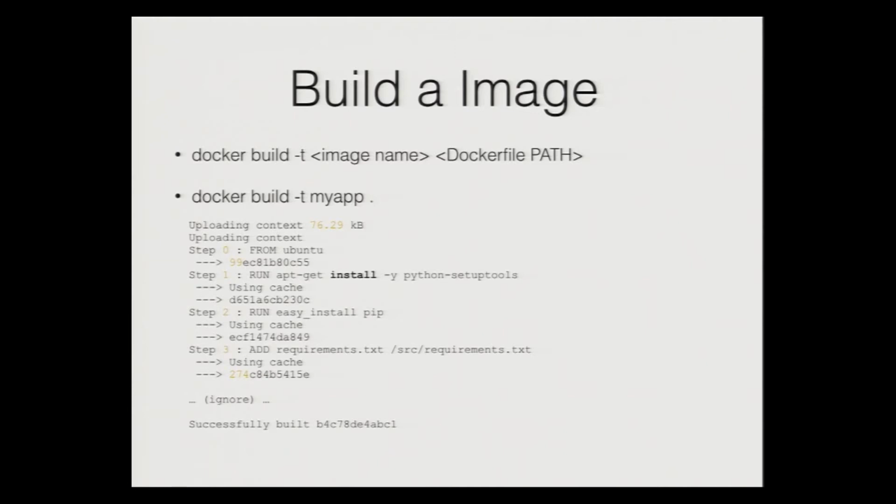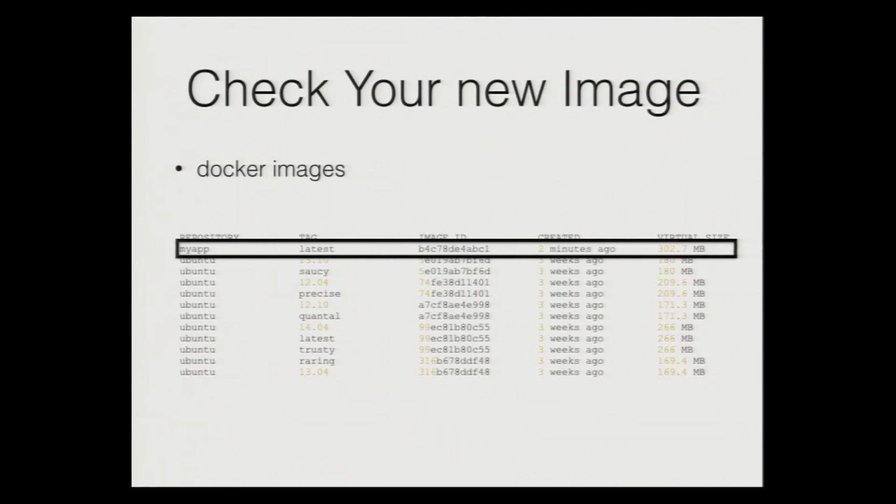So how do we build an image? We simply use docker build. The -t means that we give the image a name, and we tell Docker the path of the Dockerfile. So we do docker build -t, and we name it myapp. And then don't forget the dot here. This means the path to the Dockerfile. And then we will see Docker start to build your image, and you will see the first step is FROM ubuntu, and then apt-get install python-setuptools. Finally you will get a new image, and you can use docker images to check it, and then we will see the new image.